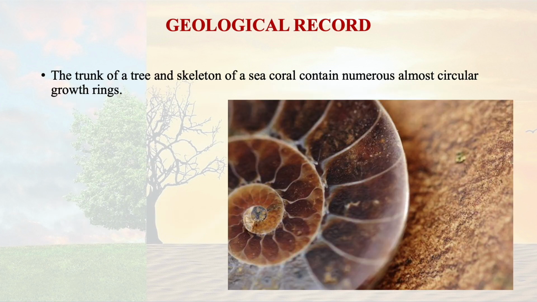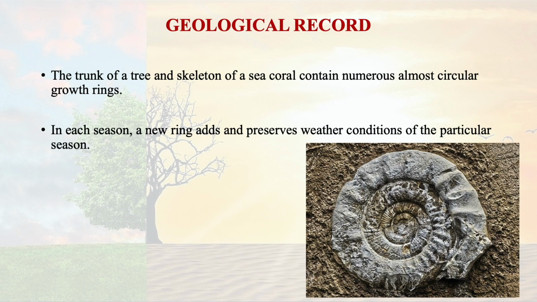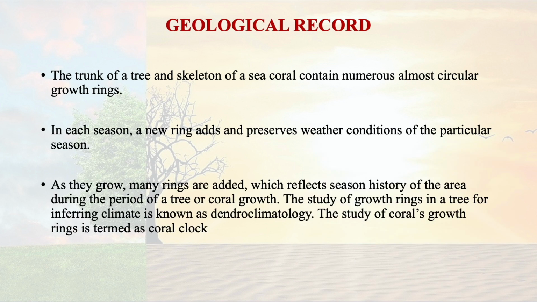The similar is the case with the tree trunks, which also provide us a lot of information through dendroclimatology study. Through dendroclimatology, we can understand the ring formation in the trunks. When you decipher the ring structure, it indicates a very important thing, because every season a new ring is formed, and in the formation of a new ring, the climatic condition has been imprinted. So by studying the tree rings or the coral growth rings, that's called the coral clock, dendroclimatology or coral clock can provide us a lot of information about the past climatic conditions.